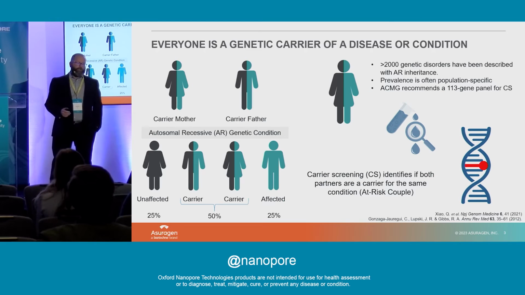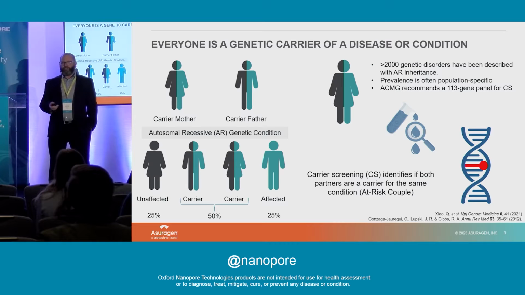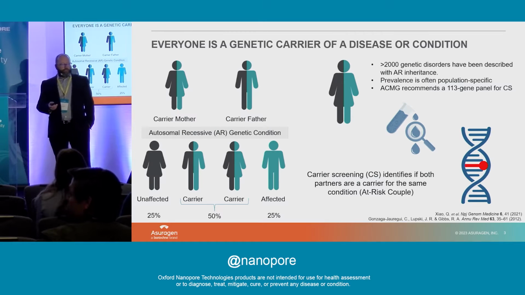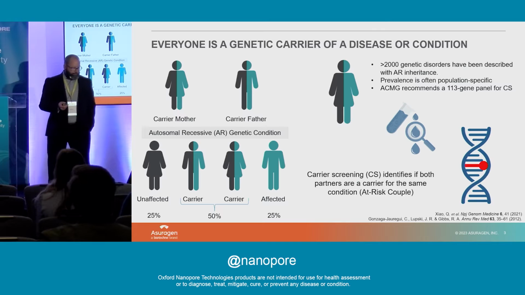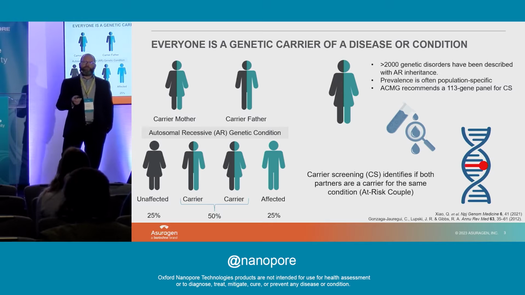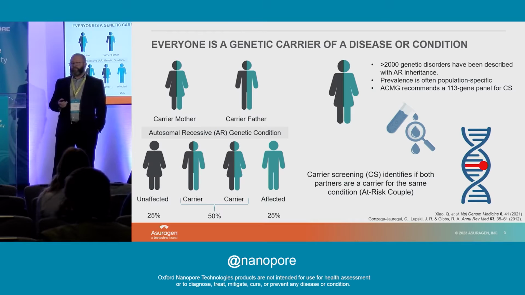To start off, basically everyone is a genetic carrier for some condition or disease. There are over 200 different genetic disorders that have been described with autosomal recessive inheritance, and the prevalence is often population specific. Recently, in the past couple of years, 113 genes have been identified for a carrier screening panel. There are many panels that are much larger than this, 400, 500 genes, available from centralized companies.